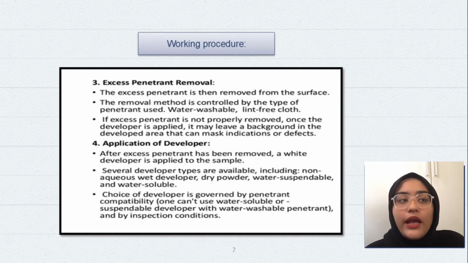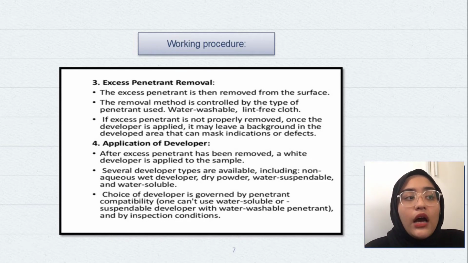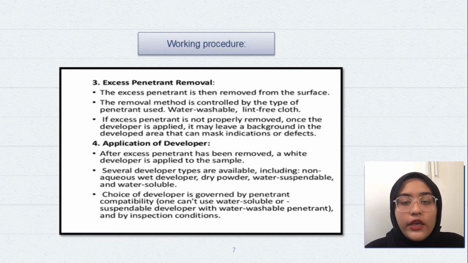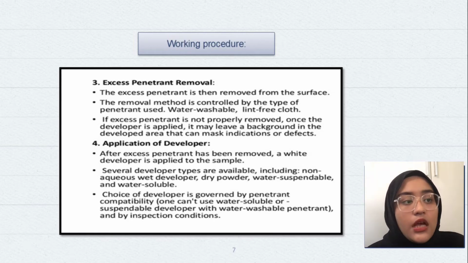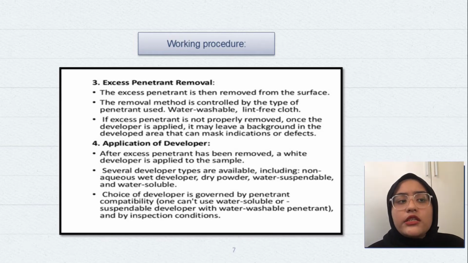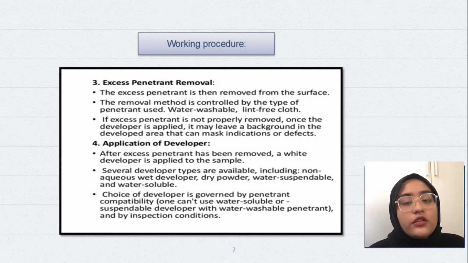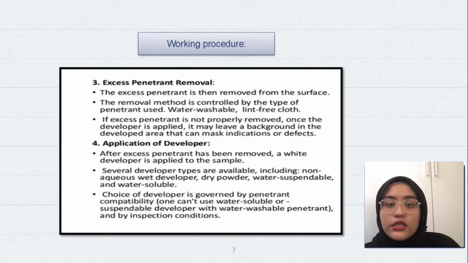So step number 3, we have excess penetrant removal. So this is also very important. So the excess penetrant is removed by penetrant removal such as water washable or lint-free cloth. So if we don't remove it, it will affect the result of the test. So number 4 is application of developer. So after excess penetrant has been removed, a white developer is applied to the sample. So several developer types are available such as aqueous wet developer, dry powder, water suspendable, and water soluble. So the choice of developer is actually up to the penetrant compatibility and also inspection conditions.